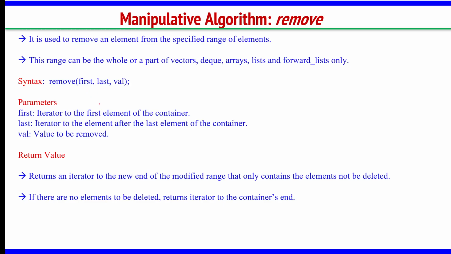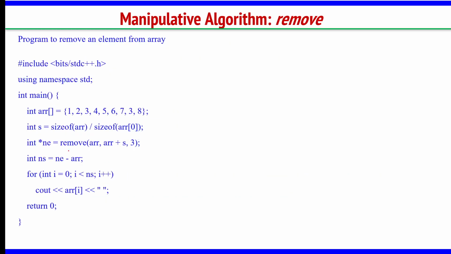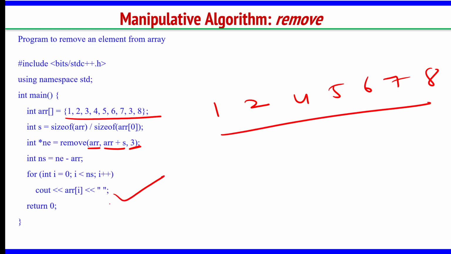So, see here, it is used to remove an element from the specified range of elements. This can be for vectors, deques, arrays, lists, everything we can use this. Remove takes the first location, the last location and the value to be deleted from the given container, right. So I am saying remove from the beginning till the end, remove 3. So, this becomes 1, 2, 4, 5, 6, 7, 8. 3 is removed from the array, that will be the output here.